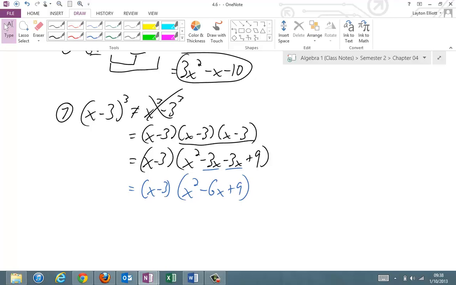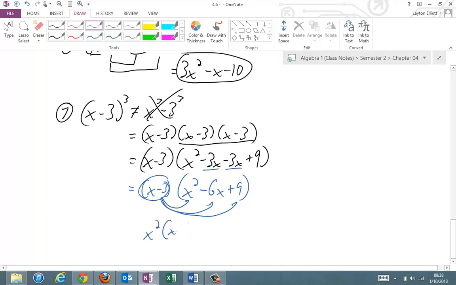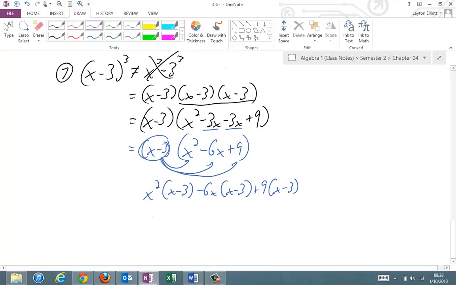There is no foiling when we multiply a binomial times a trinomial. So we're going to take the x minus 3 and multiply it by the x squared, then the 6x, and then the 9. So we have x squared times x minus 3 minus 6x times x minus 3 plus 9 times x minus 3. Giving us x cubed minus 3x squared minus 6x squared plus 18x plus 9x minus 27.